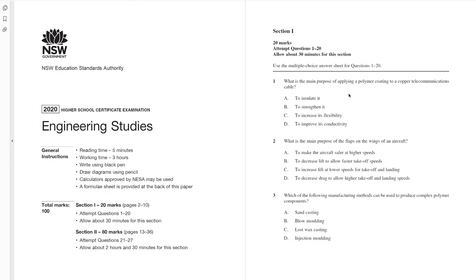What is the main purpose? Yep, to insulate it. Okay, I will just say for the first six questions, they were all answered pretty well. Question seven is the first one where it's not answered as well. And then question eight is a doozy. So less than half of the people get it. So let's have a look.